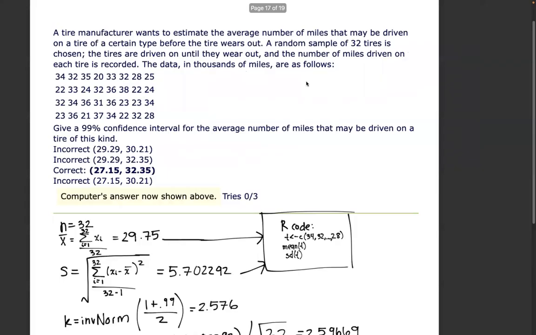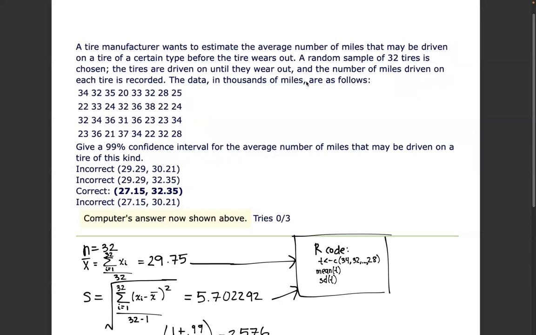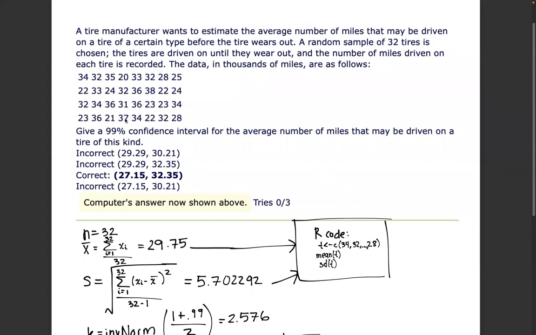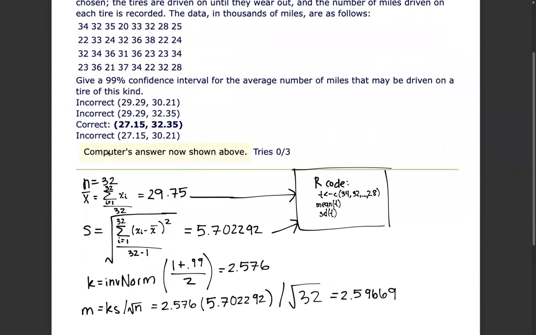All right. A tire manufacturer wants to estimate the average number of miles that may be driven on a tire of a certain type before the tire wears out. A random sample of 32 tires is chosen. The tires are driven on until they wear out, and the number of miles driven on each tire is recorded. The data in thousands of miles are as follows. Okay, so here's our list. Here's our data. So give a 99% confidence interval for the average number of miles that may be driven on a tire of this kind.